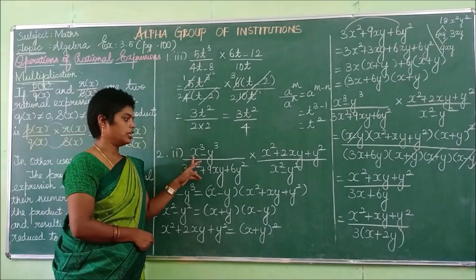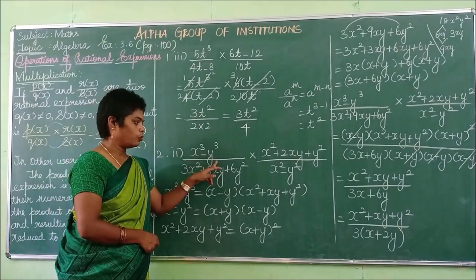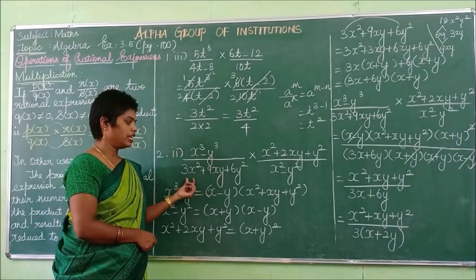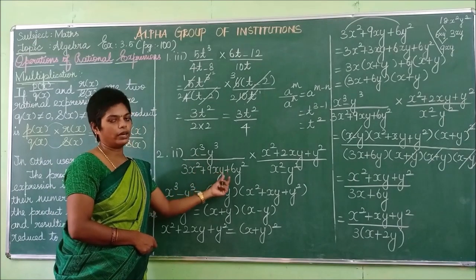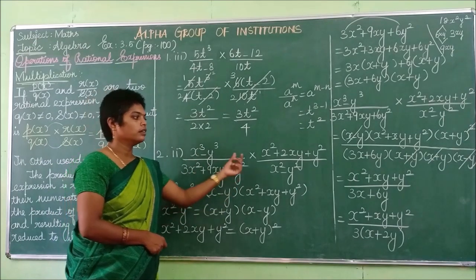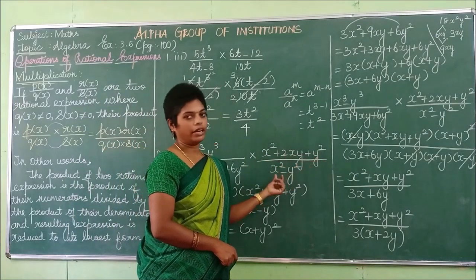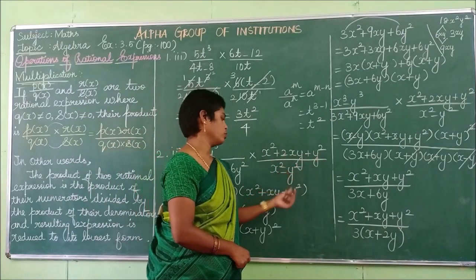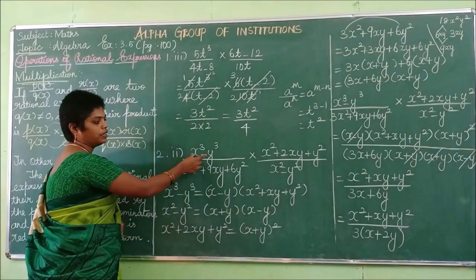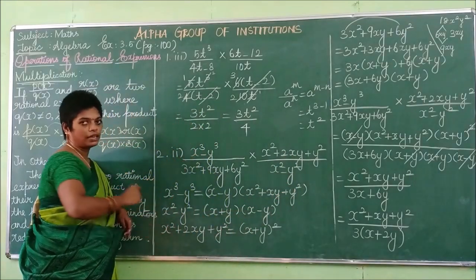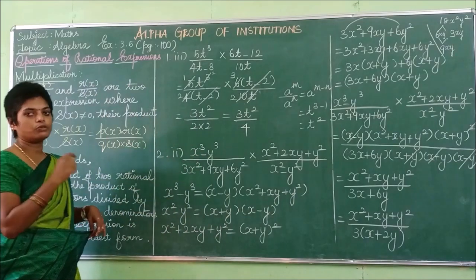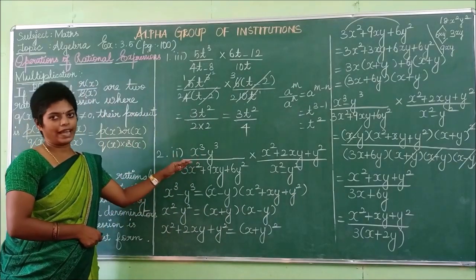Listen to the next problem. So what is this question? x cubed minus y cubed whole divided by 3x squared plus 9xy plus 6y squared, multiplied by x squared plus 2xy plus y squared divided by x squared minus y squared. Listen once again. First you take separate terms and write the factors. Afterwards use these values for cancellation.